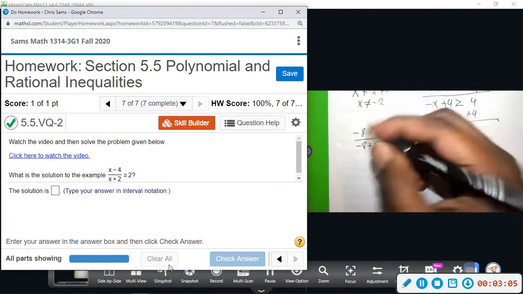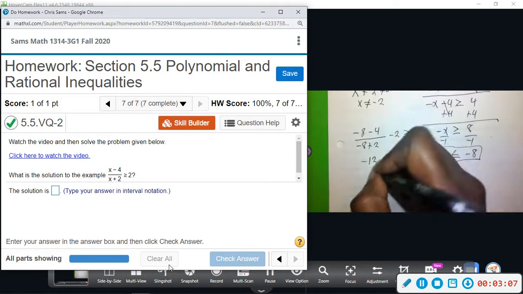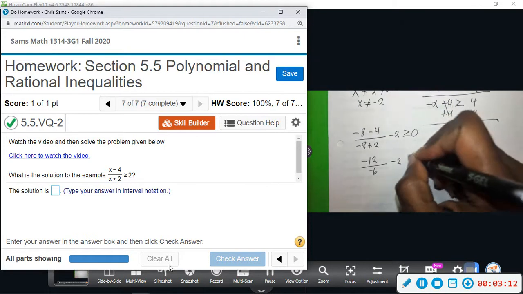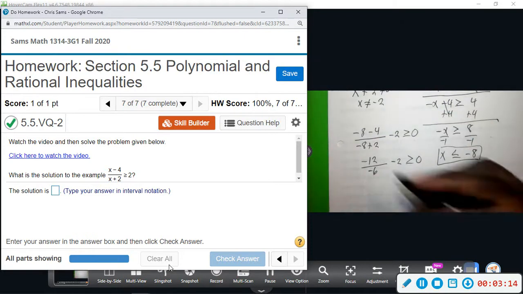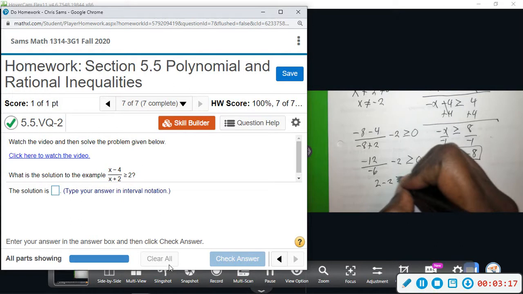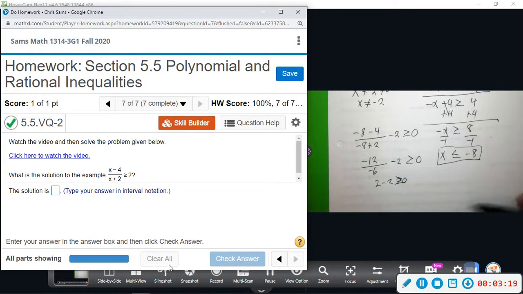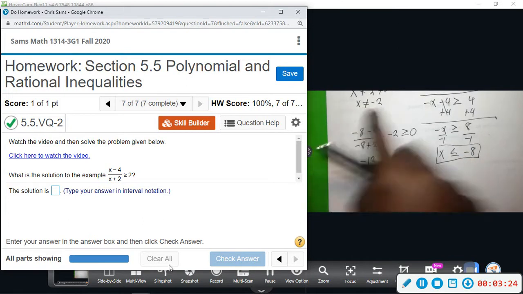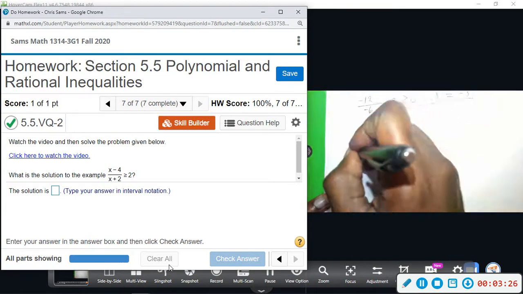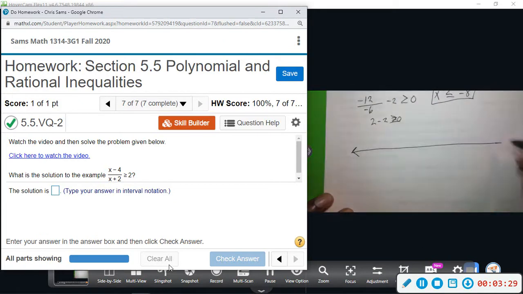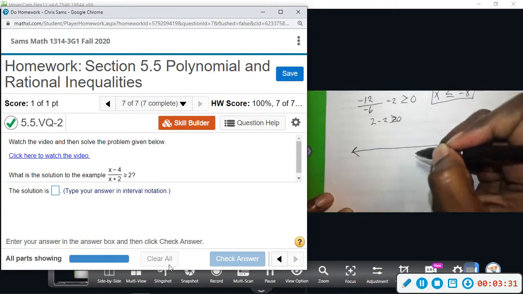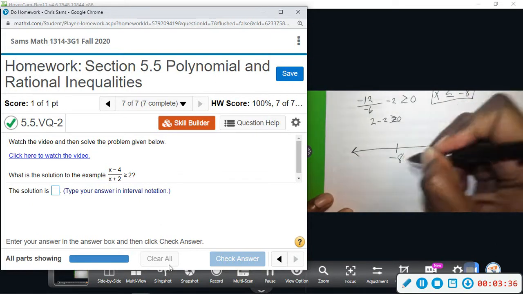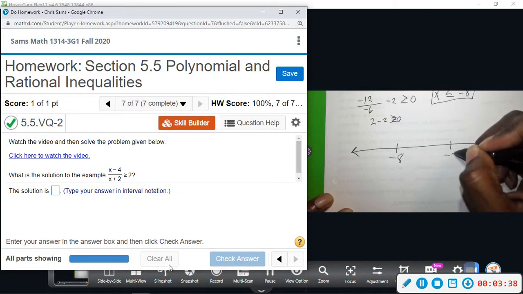So doing the math, we get negative 12 over negative 6, minus 2 greater than or equal to 0. That gives me 2 minus 2 greater than or equal to 0. Alright, so this checks out. So our critical values are 8 and negative 2. Actually, negative 8 and negative 2. Be careful with those signs. Negative 8 and negative 2.